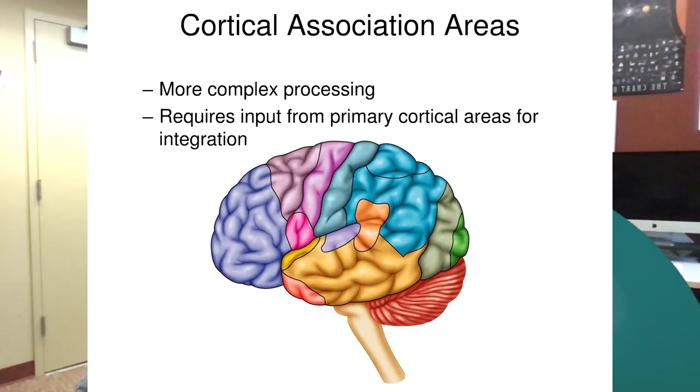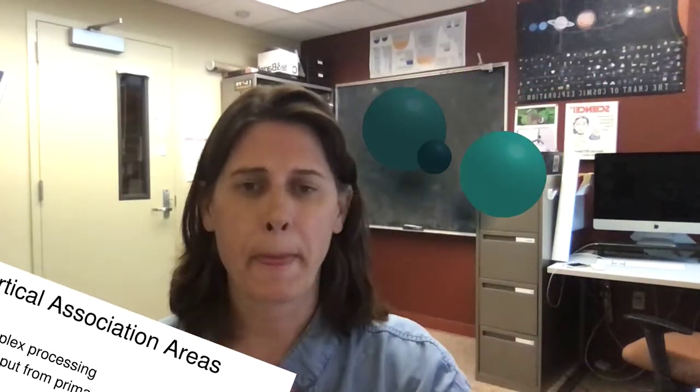So the primary visual cortex decided what you were seeing, but the association area is providing more of a context to what you're seeing. Okay, is it something important? Is it something you need to run away from, right? And so it's going to connect you to other areas of the brain. If it's something to run away from, then that is going to have a neuron fiber that heads to your motor cortex. Okay, so again, association areas.